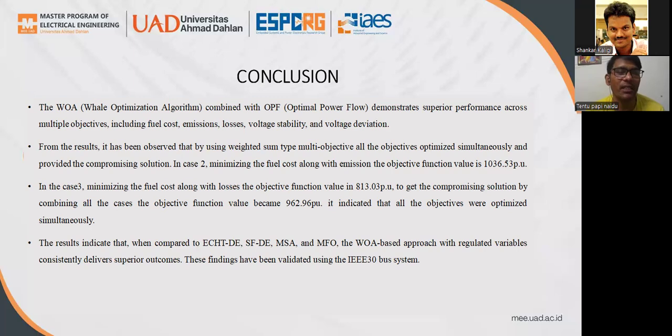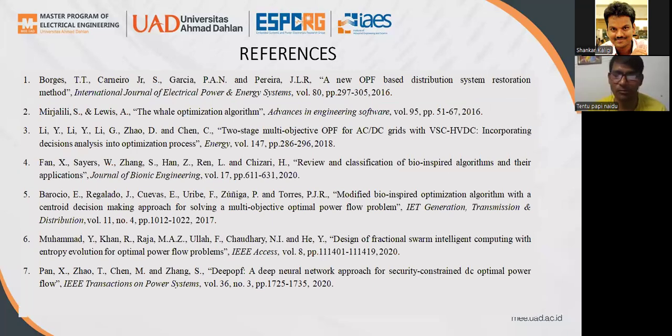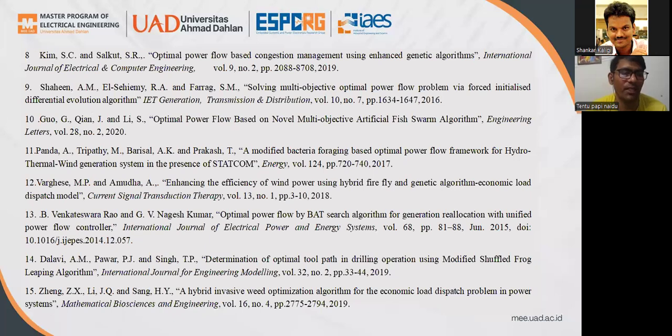The results indicate that, compared to different algorithms, the Whale optimization based approach with regulated variables consistently delivers superior outcomes. These findings have been validated using the IEEE 30 bus system. I have taken 15 reference papers.